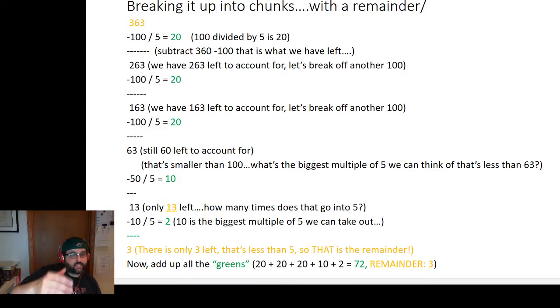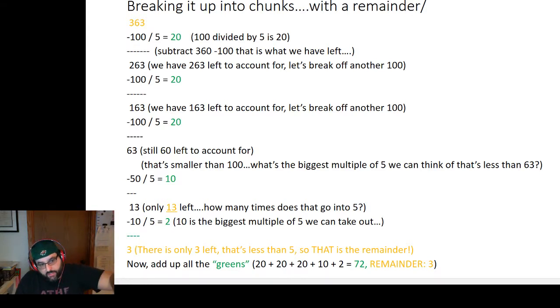Okay. So we take 63 minus 50, that's 13. How many times does 5 go into that? If I start counting, 5, 10, 15. Okay, 15's too much, so I got 5, 10. So 10 is the biggest multiple of 5 that's below 13. So 13 minus 10 is 3. And I took this 10 out, so I need to divide 10 by 5. That equals 2. I'm going to add that to my green column, okay?